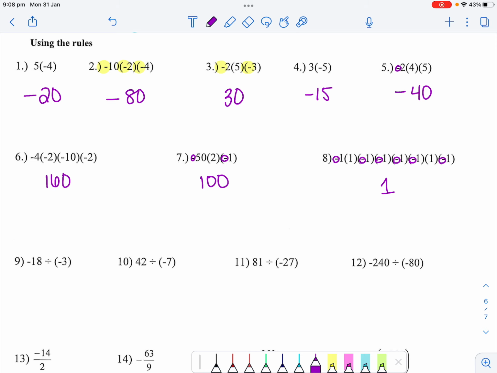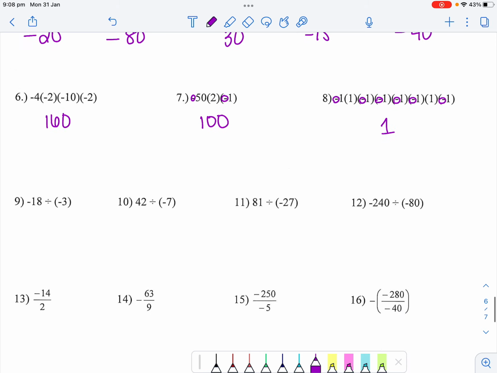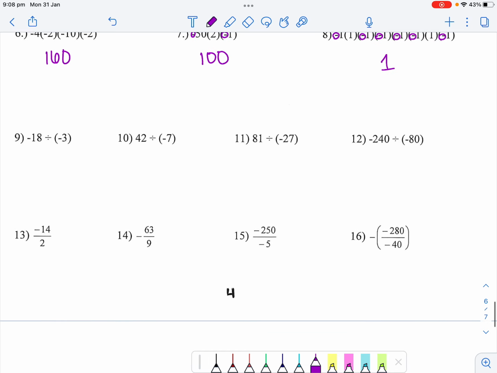So there's my multiplication. So now I'm going to look at division. A negative divided by a negative is going to be a positive 6. Positive 42 divided by negative 7 is going to be negative 6. 81 divided by negative 27 is going to be negative 3. Negative 240 divided by negative 80 is going to be positive 3.